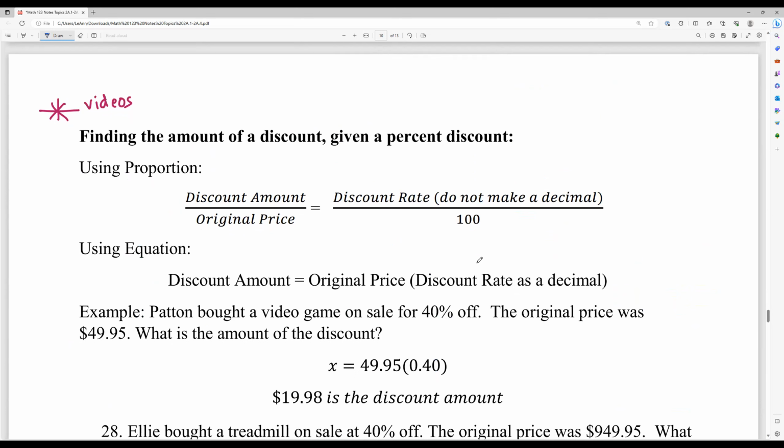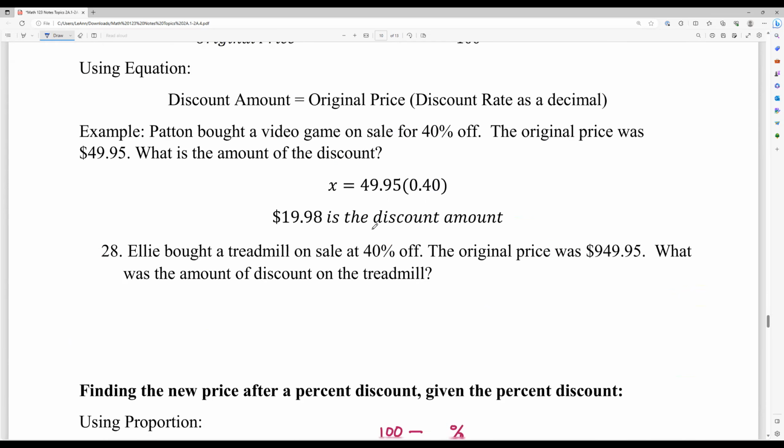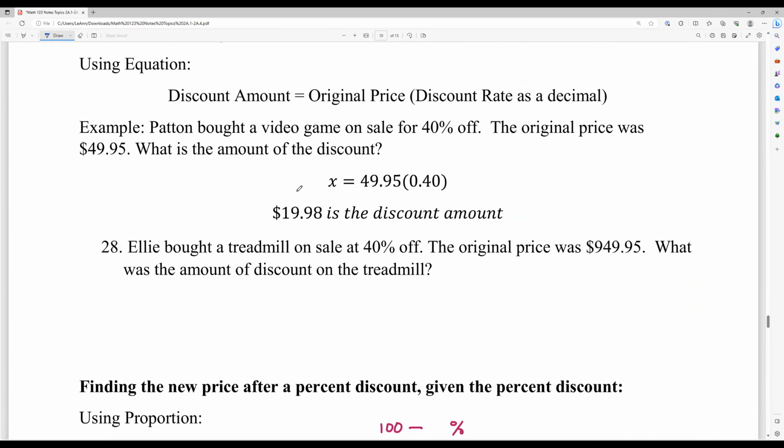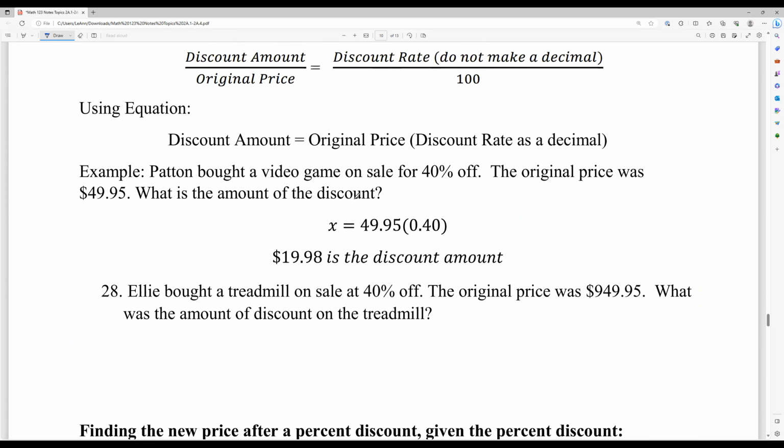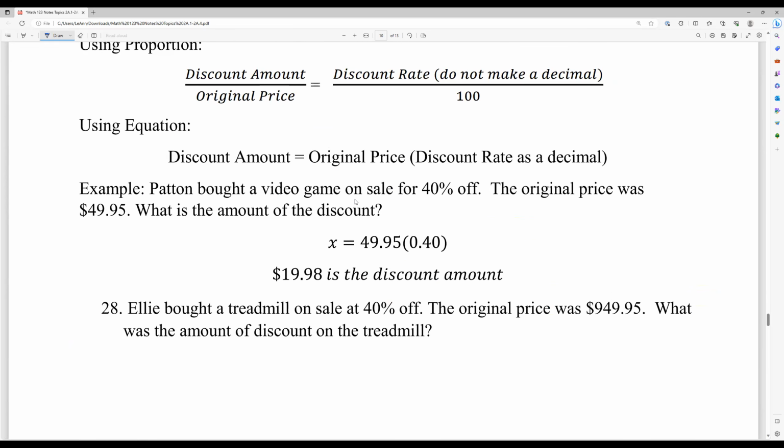We're looking at discounts. So finding the amount of a discount given a percent discount. So discount amount over original price equals the discount rate over 100. And again, you can also do that using a percent equation. We talked about this one a little bit in class, but let's go through it again. I did this one using the percent equation just so we could see a version of that.